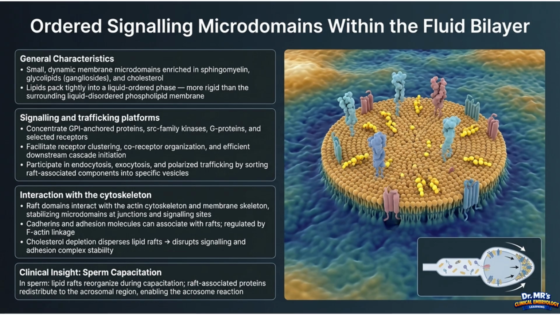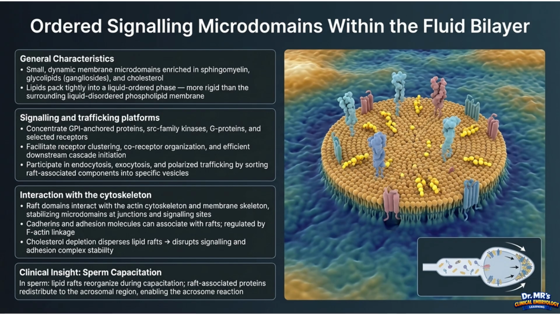Lipid rafts are small, dynamic microdomains enriched in sphingomyelin, gangliosides, and cholesterol. Because these lipids pack more tightly than the surrounding phosphatidylcholine-rich membrane, they form a more ordered phase, sometimes called the liquid-ordered phase, sitting within the broader liquid-disordered bilayer. Think of lipid rafts as islands of relative rigidity in a fluid sea, and on those islands, a specific set of proteins preferentially concentrates. Which proteins?